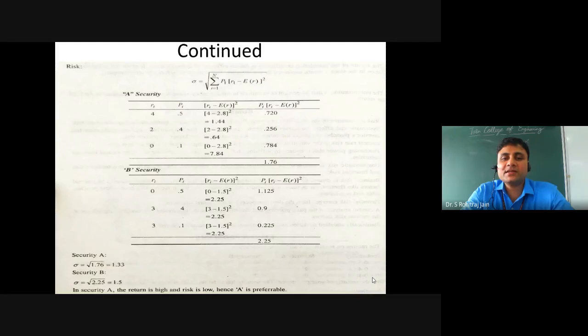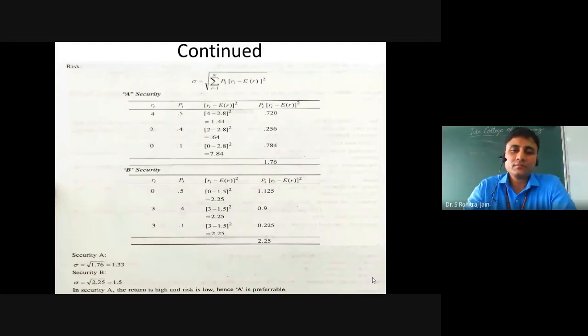Variance of security A. Please understand, students, the fourth column, when you summate. If you want, you can note it down also. Variance of security A is 1.76. Then how do we calculate standard deviation, students? Standard deviation is equal to square root of variance. So square root of 1.76 is how much? 1.33. In the calculator, you will be getting 1.32 or 1.33.